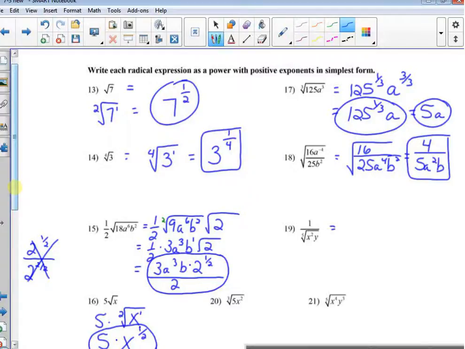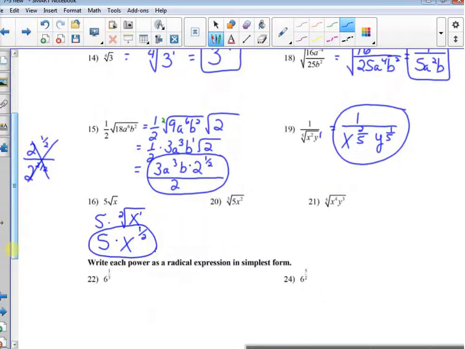19. Okay, now we have 1 divided by x to the root on the bottom, 2/5. This is really y to the first in here, so it's y to the 1/5. And that's it. I have power with positive exponents. I think I'm in simplest form. There's nothing. I don't want negative exponents, so I'm good.